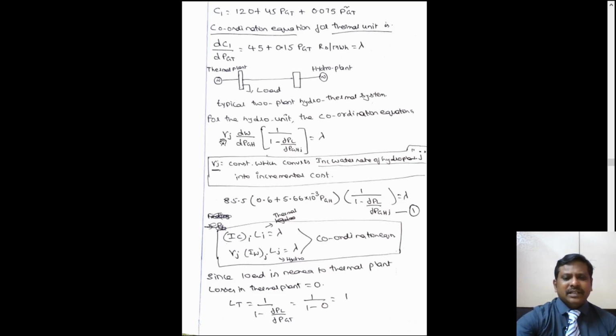Another for the hydro: gamma j dW/dPgh into 1 by 1 minus ∂PL/∂Pgh is equal to lambda. So what is gamma? This we have already seen in the theory part. Here gamma is 85.5. dW/dPgh is nothing but 0.6 plus 5.66 into 10 power minus 3 Pgh. So 1 by 1 minus ∂PL/∂Pgh, here you have to find the ∂PL/∂Pgh, since these are the coordination equations.